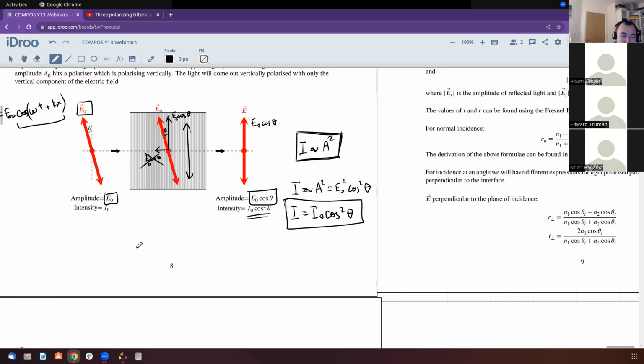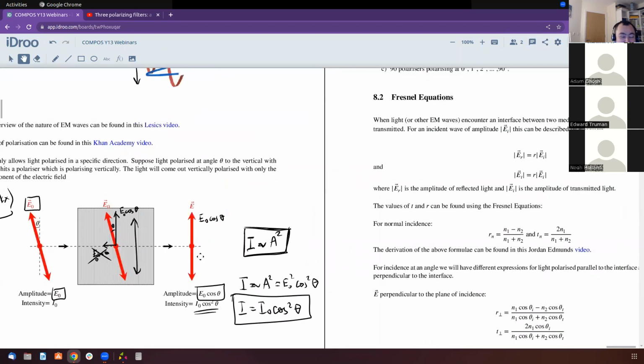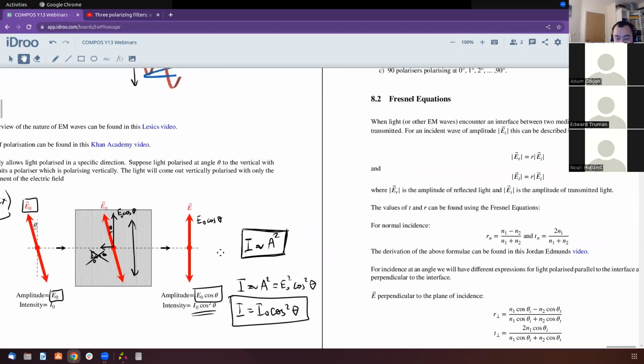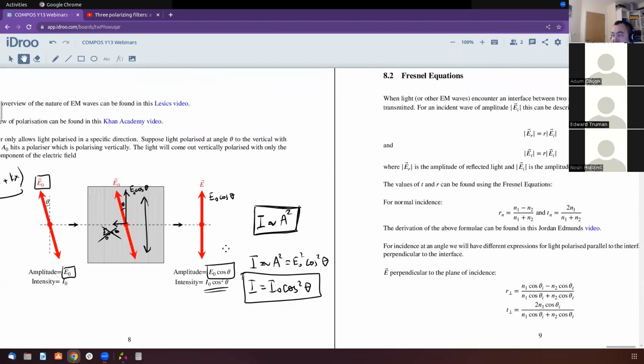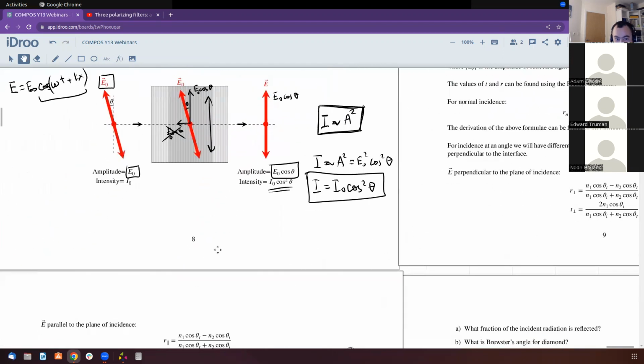Why is intensity proportional to the amplitude squared? Well, if you take the energy of a water wave, you will see that the energy of a wave is proportional to the amplitude squared.